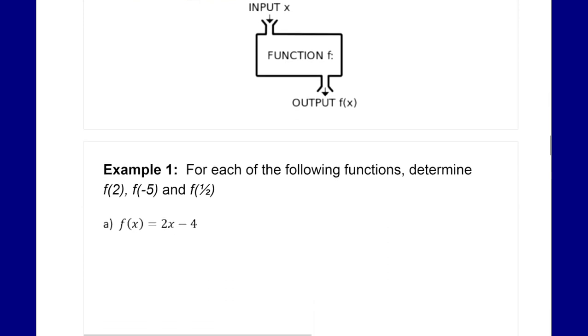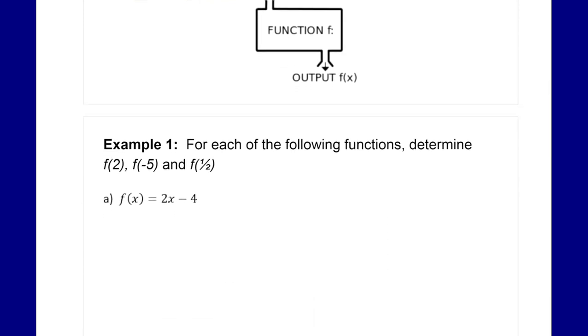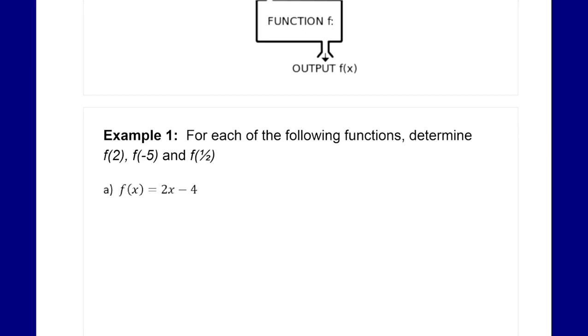For each of the following functions, determine f at 2, f at -5, and f at 1/2. Essentially all this is saying is I have this function here: f at x is equal to 2x minus 4, or the function at x is equal to 2 times x minus 4. What this function notation is telling us is to plug in these specific values for x and solve. So for the first one, f at 2 is equal to 2 times 2 minus 4.